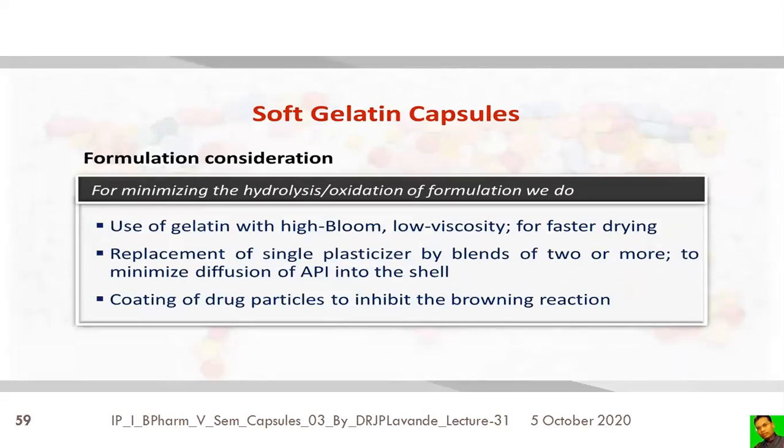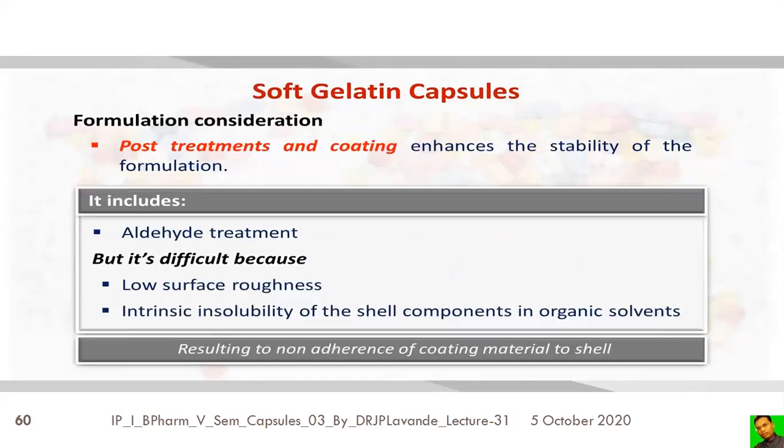Replacement of a single plasticizer by a blend of two or more minimizes the diffusion of the APIs into the shell. Coating of the drug particles inhibits the browning reaction, so we need to coat the particles. Post-treatment and coating, again a formulation consideration, will enhance the stability of the formulation, and include aldehyde treatment. But it is very difficult because of the low surface roughness and intrinsic insolubility of the shell components in organic solvents, which results in non-adherence of the coating material to the shell.